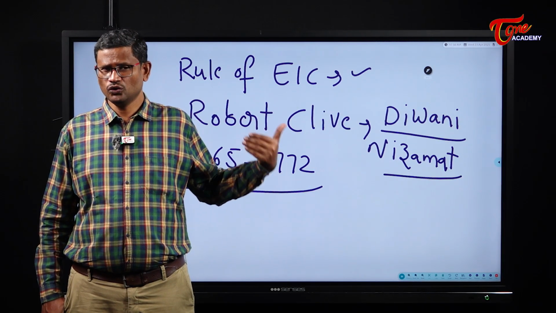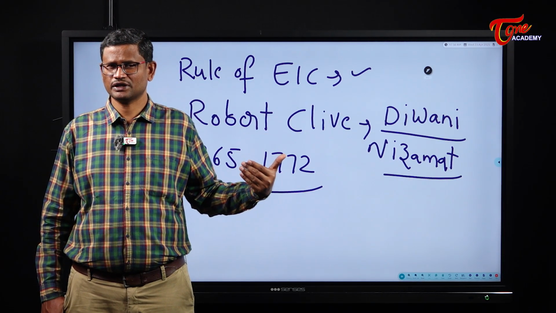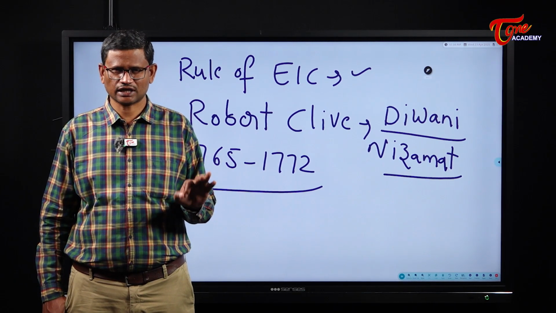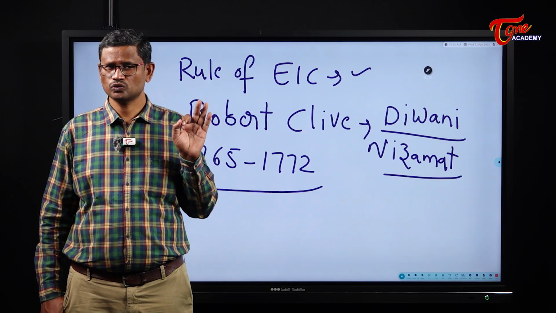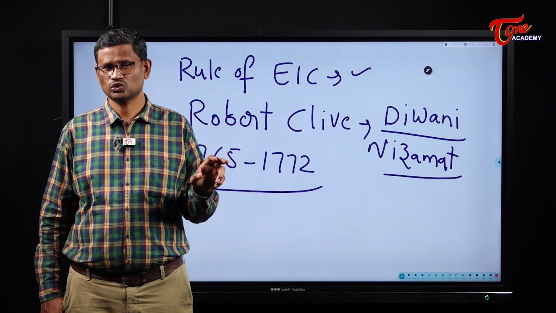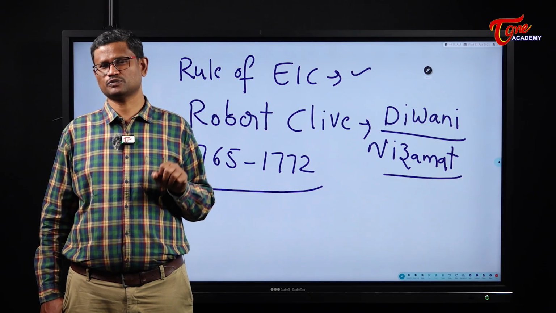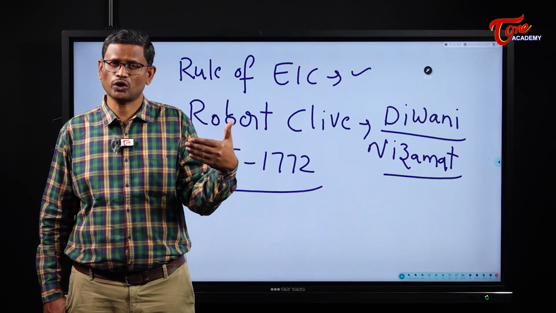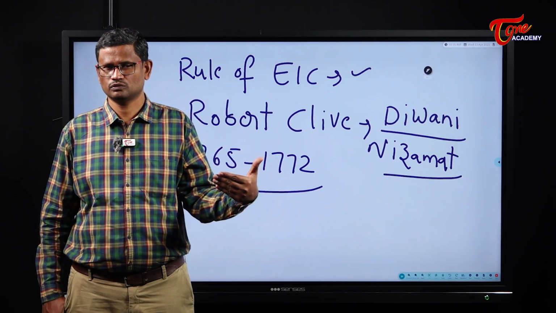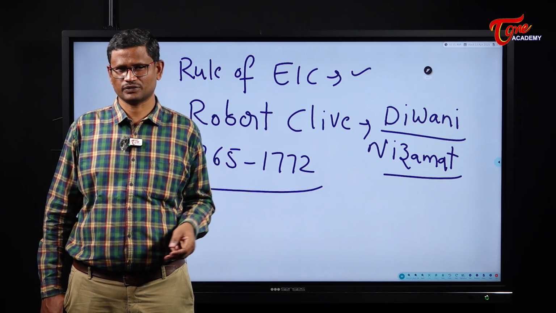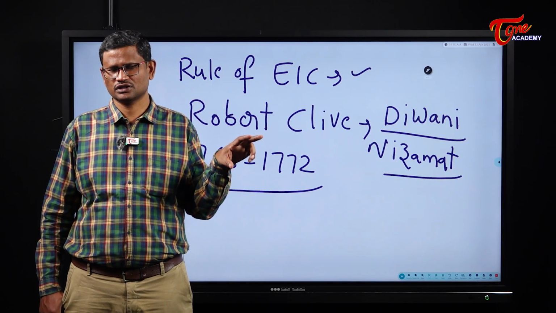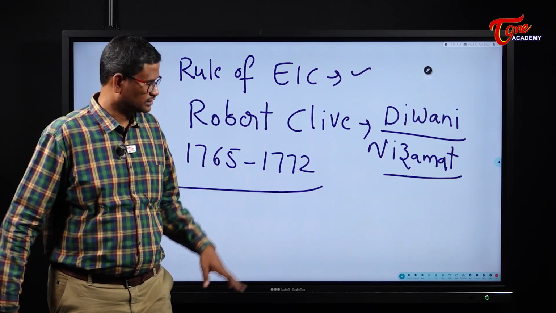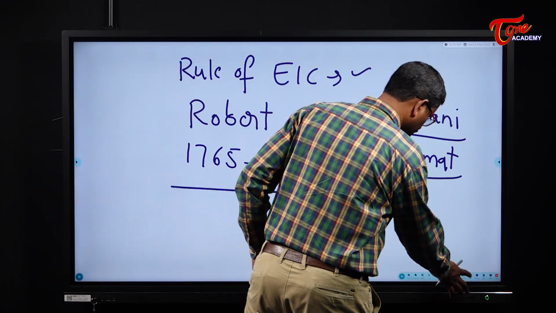But individually the servants of English East India Company became very rich. So this finally forced English East India Company to go to the British Parliament to take loans. So this gave an opportunity for the British Parliament to regulate, to control the affairs of English East India Company. So this is the background in which the British Parliament enacted the Regulating Act of 1773. That is the first legislation.